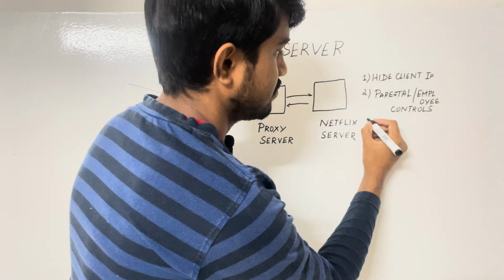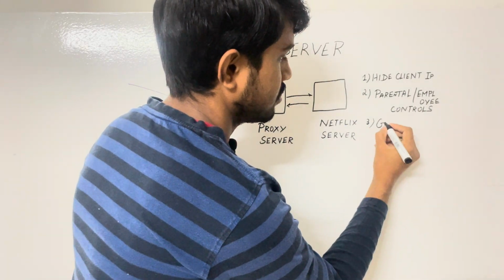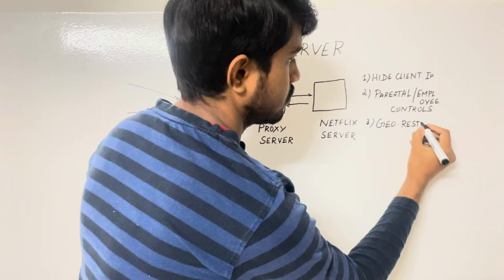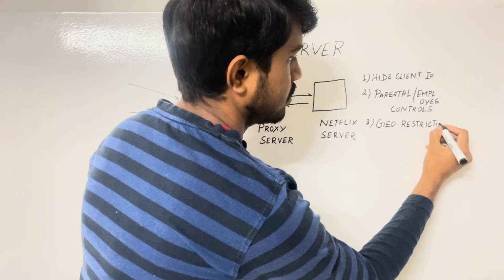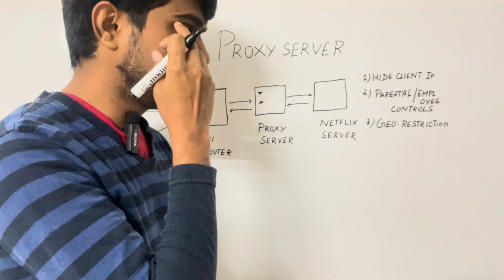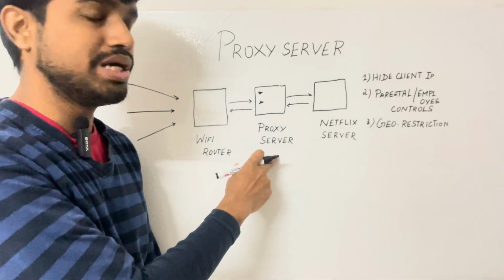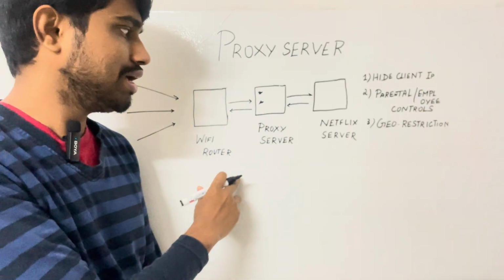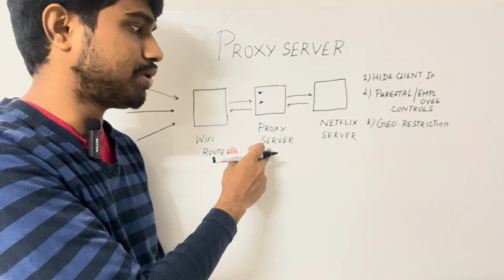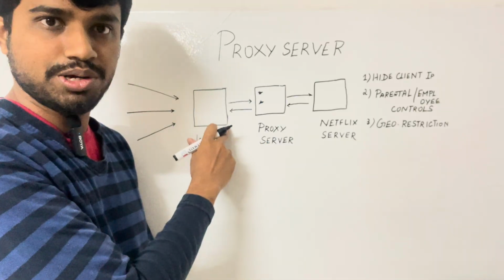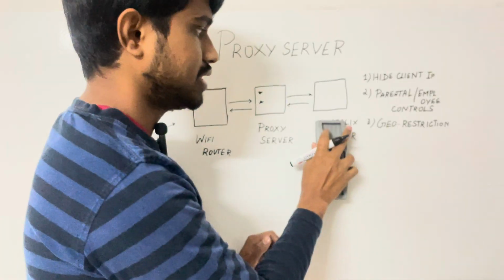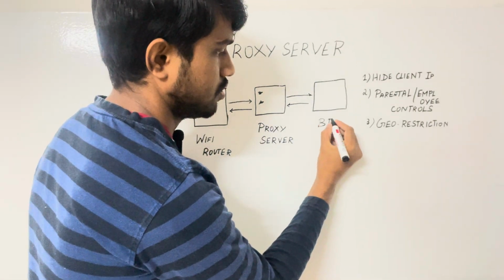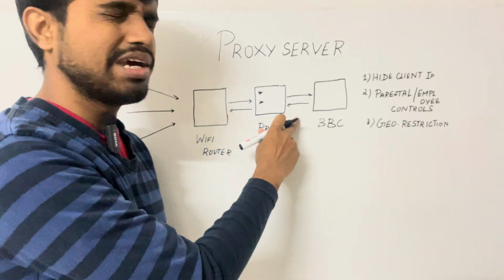And the third one is geo restrictions. So you can configure this proxy server to be in the UK while you are in India. Your Wi-Fi router and everything is in India, but you somehow have access to a proxy server in the UK, which will accept your request and get the data from, say, BBC, and then it can give back the data to you.